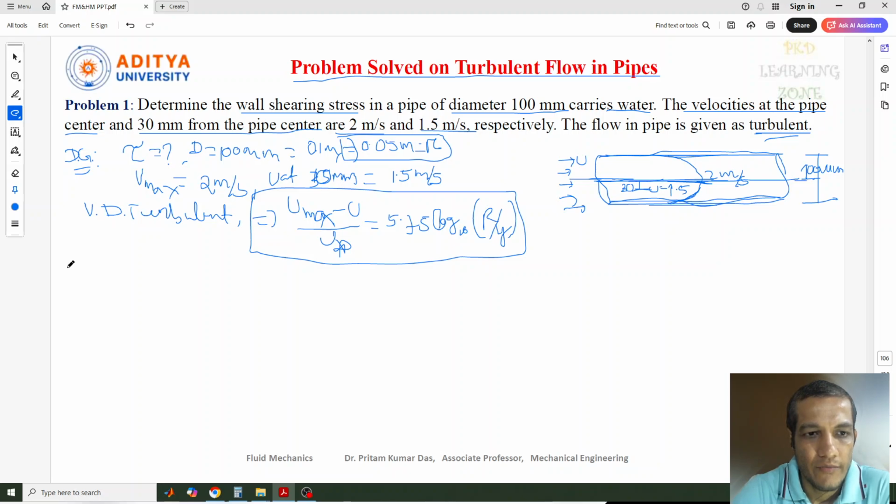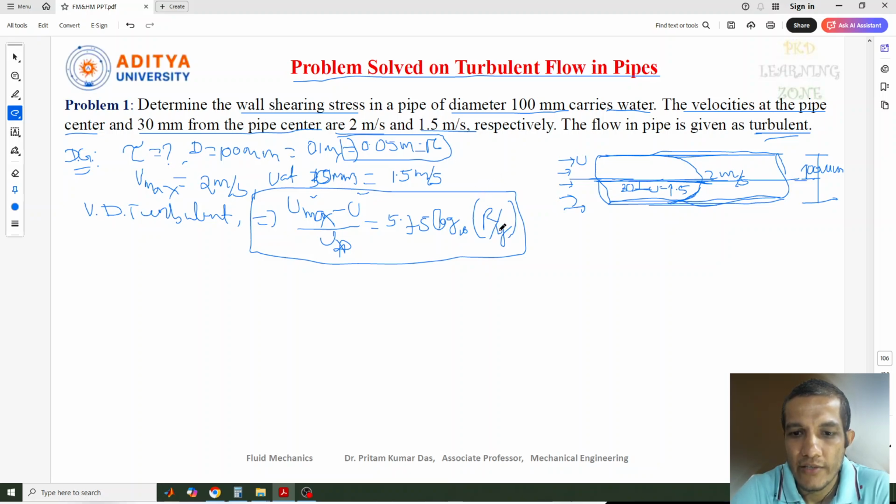Now let's see what data are available with us. u max is 2 meter per second, and this is the local velocity, the velocity at this zone, which is 1.5 meter per second. So we know this one and this one. Now in this, the r value and y value: r we also got, this is 0.05 radius.